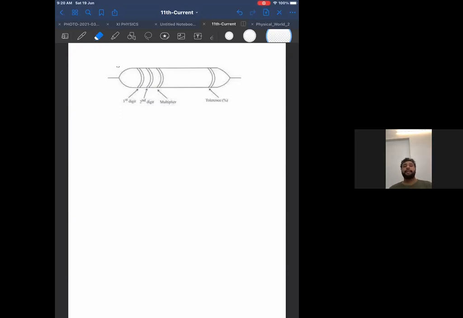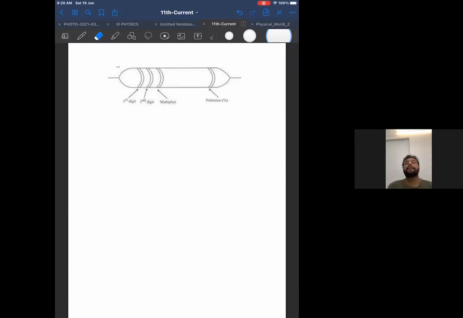Now, how many colors does a resistor have? Answer is 4. And out of those 4 colors, what can I find out? I can find out 2 things. I can find out resistance and I can find out tolerance. One is resistance, another is tolerance.